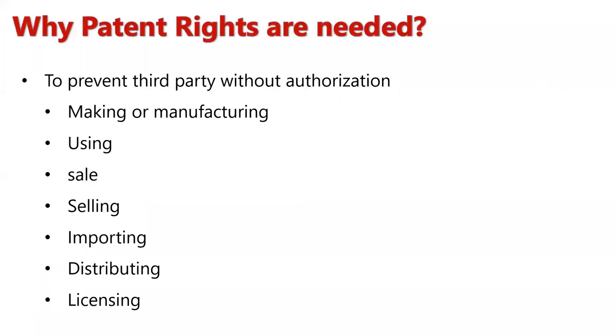So why are we talking about patent rights? All the things that I said to you are just to stop a third party from using the product, making a similar product, or manufacturing a similar product, and from the use of the product, sale of the product, or importing, distributing or licensing. All these things can be prevented if you have a patent right on the particular product.